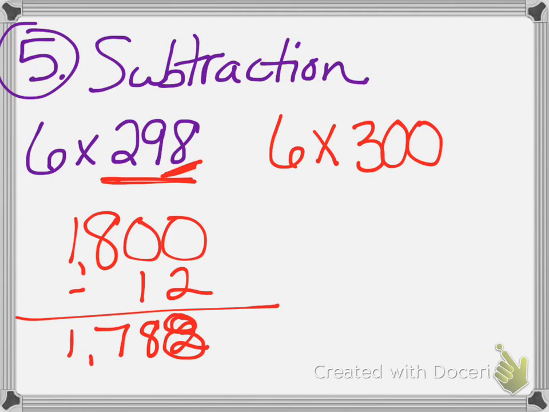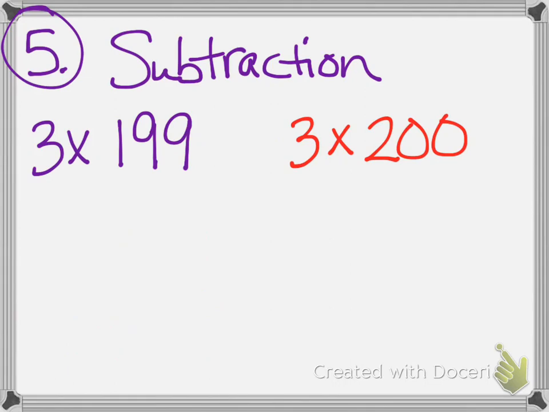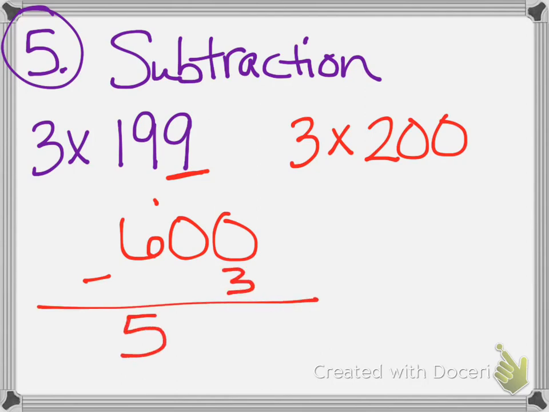I'll give you one more option here, or example. 199 was really close to 200. So I'm just going to do 3 times 200, which is 600. But that was 1 time too many, since it was 199 to 200. So I'm just going to take one of those 3's away, and I get 597. If you would check it with a calculator, you would get the same product.